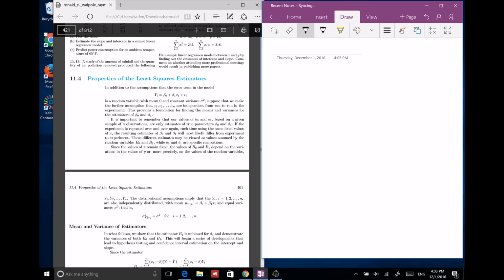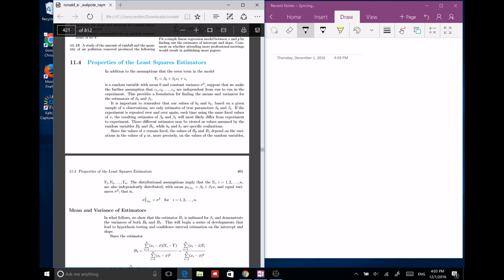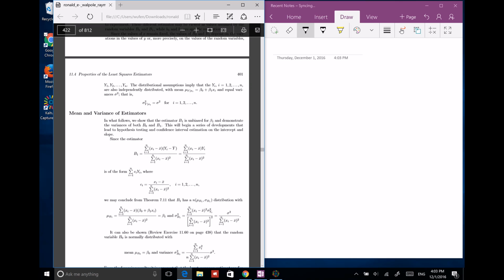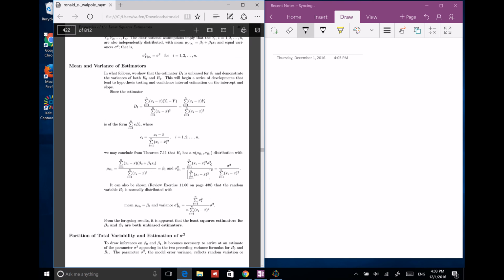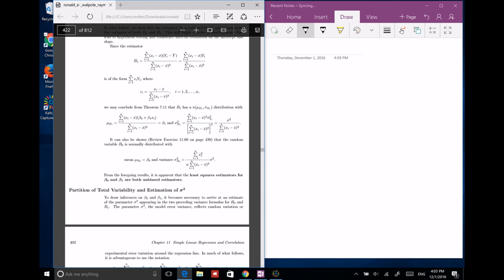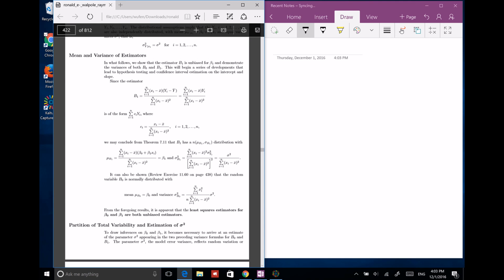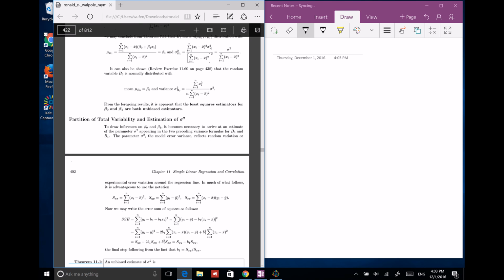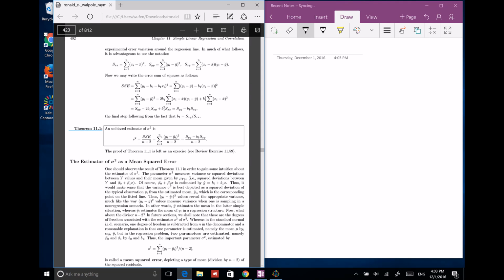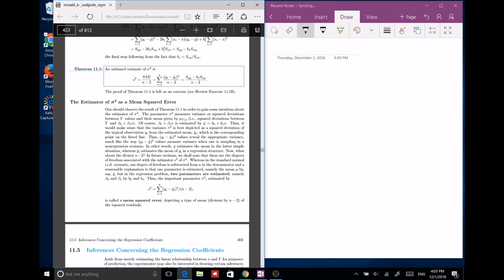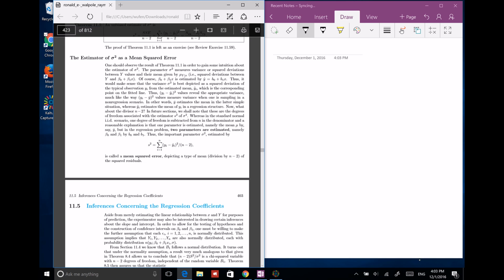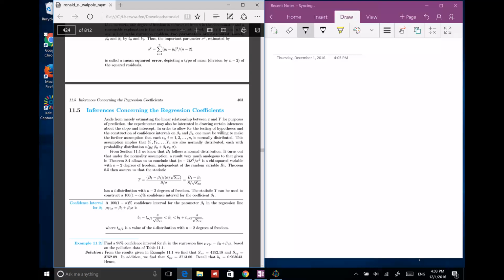So 11.4 is properties of the least squares estimate. Basically it discusses the mean and variance of the estimators, for example the b1 coefficient, the mean value, and the variance of the estimation. The estimate of sigma squared is the mean square error. You can read this section 11.4. It's not really bad. It's very short.